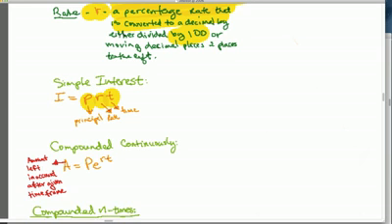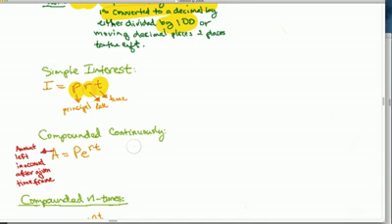If they say compounded continuously, to figure out the amount left, A, after a given time at a given interest rate with a given amount initially invested, use this formula, A = Pe^(rt).